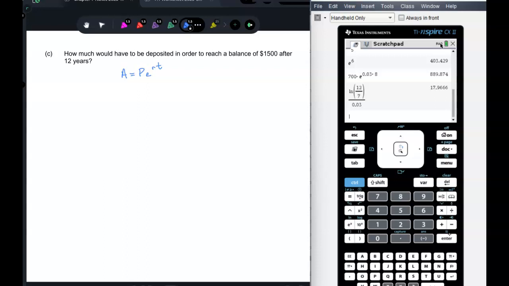All right, how much would have to be deposited? This time we're trying to find out the principal amount. What if you want to get an amount of $1,500 after 12 years, and we're still using 0.03? Every single time you're going to have every variable except the one you're solving for. So I have 1,500 equals P e to the 0.03 times 12.